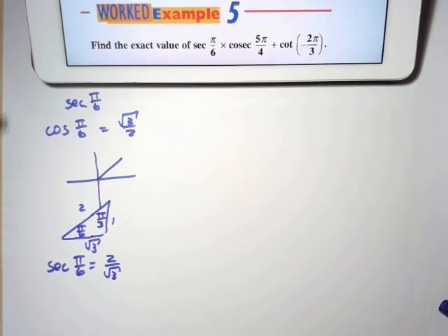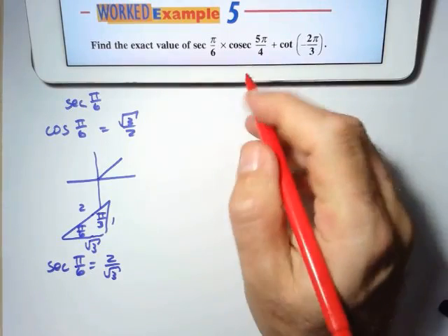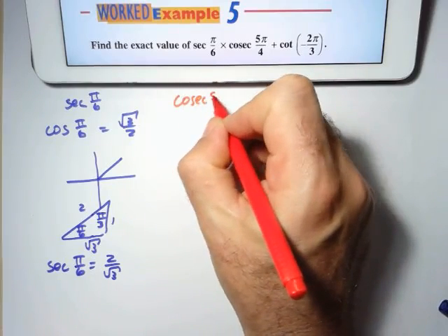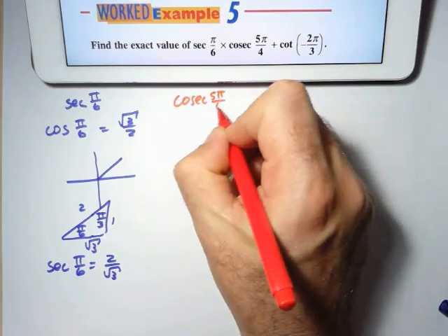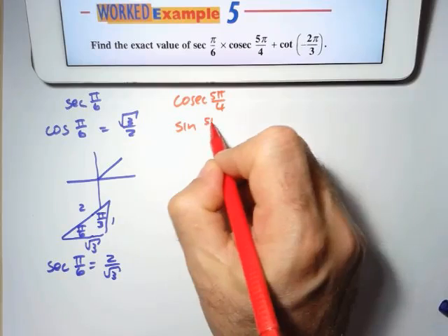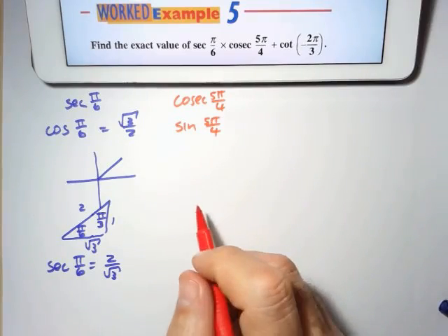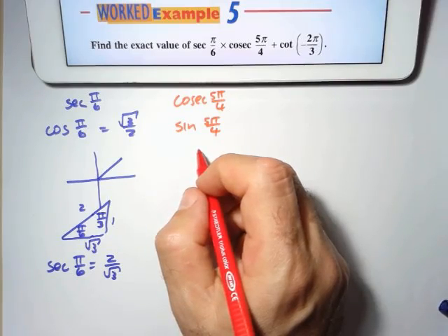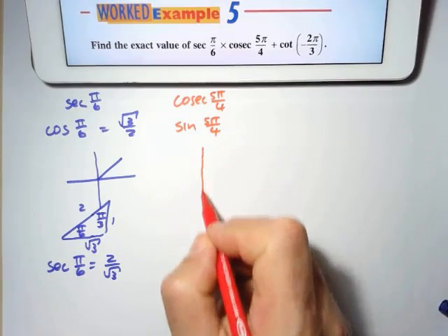I'm now going to do the second part, which is cosec 5 pi over 4. I know that's the inverse of the sine. So I'm going to work with sine 5 pi over 4. Sine 5 pi over 4 is the inverse. 5 pi over 4 is over here.